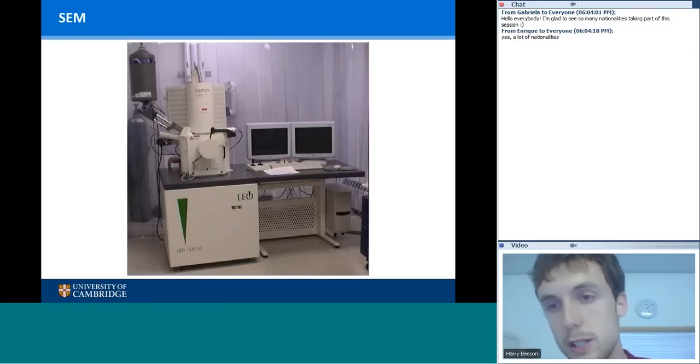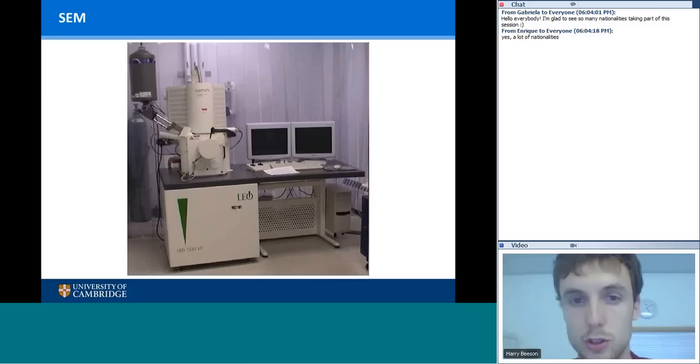On the right, you can see the computers that we obviously use to control the machine. The microscope itself is housed in that white box on the left. The microscope is run under vacuum, and so that's why the casing is there, quite strong. And then on the left, that grey cylinder is used for detecting X-rays.